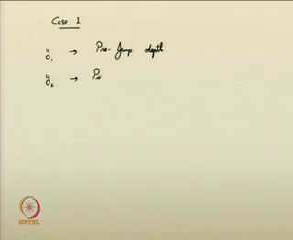We can consider various cases now. Let us consider case 1. As we mentioned earlier, let y1 be the pre-jump depth, y2 be the post-jump depth, and let y2 dash be the tailwater depth.